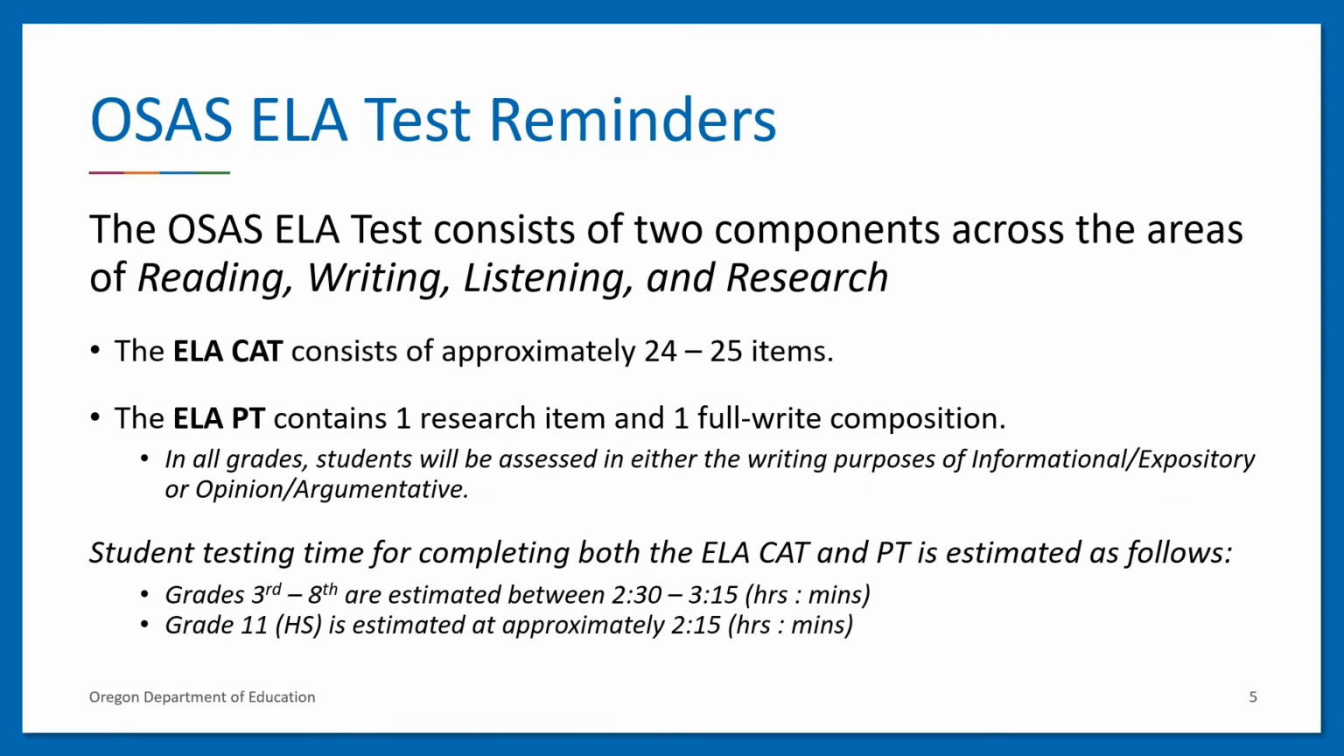The OSAS ELA test consists of two components: a computer adaptive test, or CAT, and a performance task. Students are assessed on the Oregon English Language Arts standards in the areas of reading, writing, listening, and research. The ELA CAT consists of approximately 24 to 25 items, and the ELA performance task consists of one research item and one writing extended response, or full writing composition. Estimated testing time for completing both the ELA CAT and PT is shown on the slide for planning purposes.